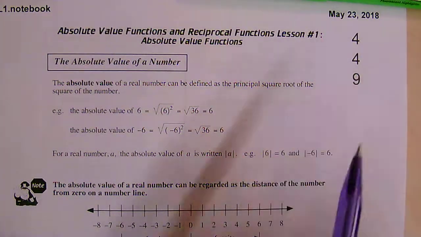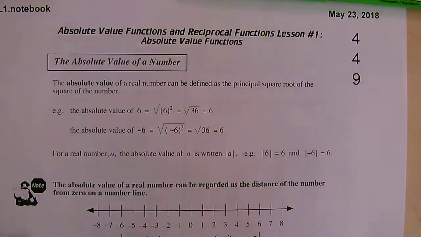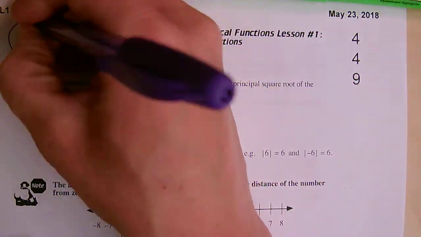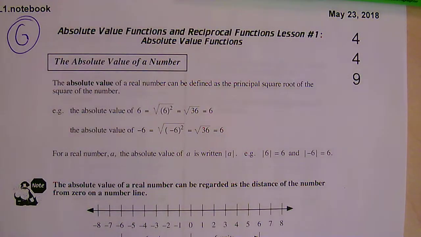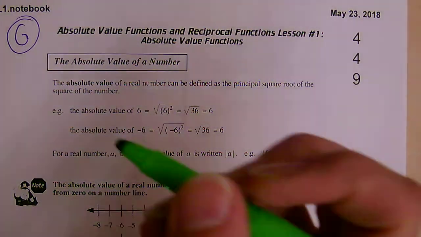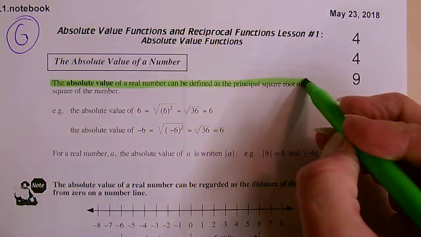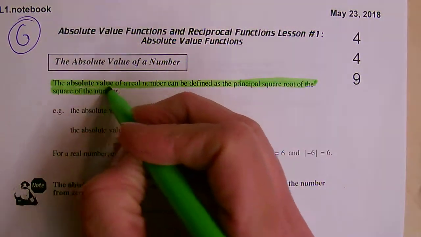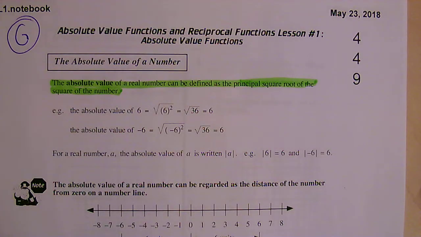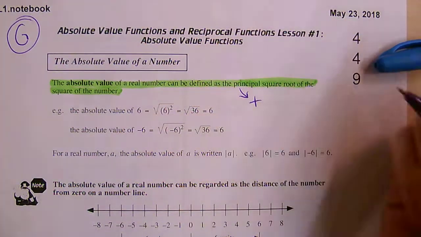So we're on page 449, and we're starting Unit G. We're going to talk about the absolute value of a number. We start off with a definition, and it says the absolute value of a real number can be defined as the principal square root of the square of that number. So basically it's going to be positive, the principal positive.